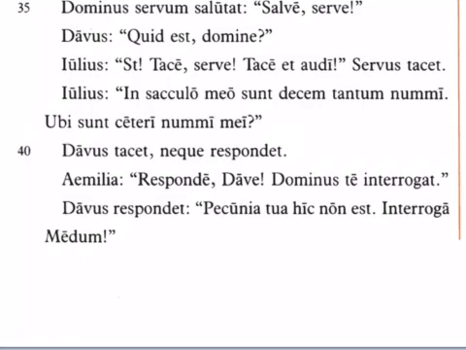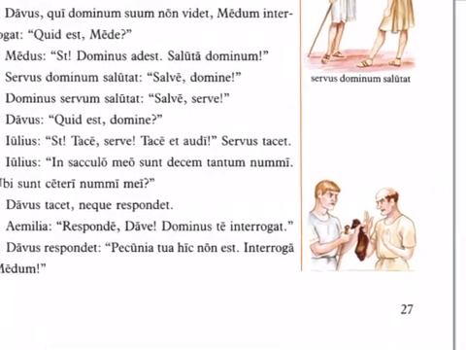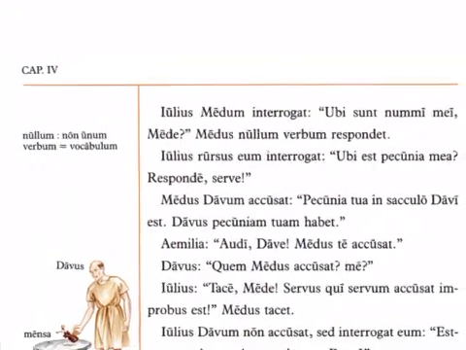All right, Davus tacet. Davus is quiet, or he shuts up. Neque respondet, and he doesn't answer. Aemilia says, Responde Dave, answer Davus. Dominus te interrogat. The master is asking you. Notice again the command verb responde, just with the vowel at the end, and notice again Dave because she's talking to him. Davus respondet. Davus responds. Pecunia tua hic non est. Your money is not here. Interroga medum. Ask Medus. Ooh, casting around the blame here.